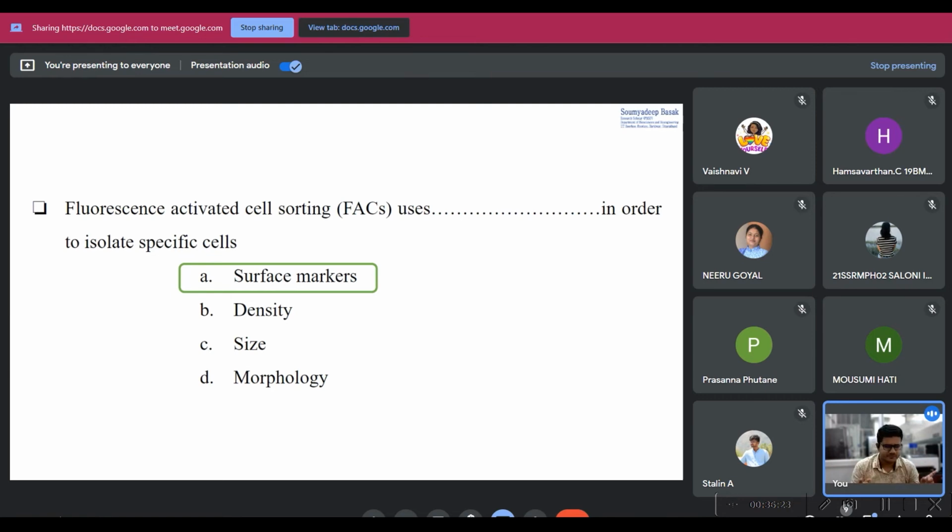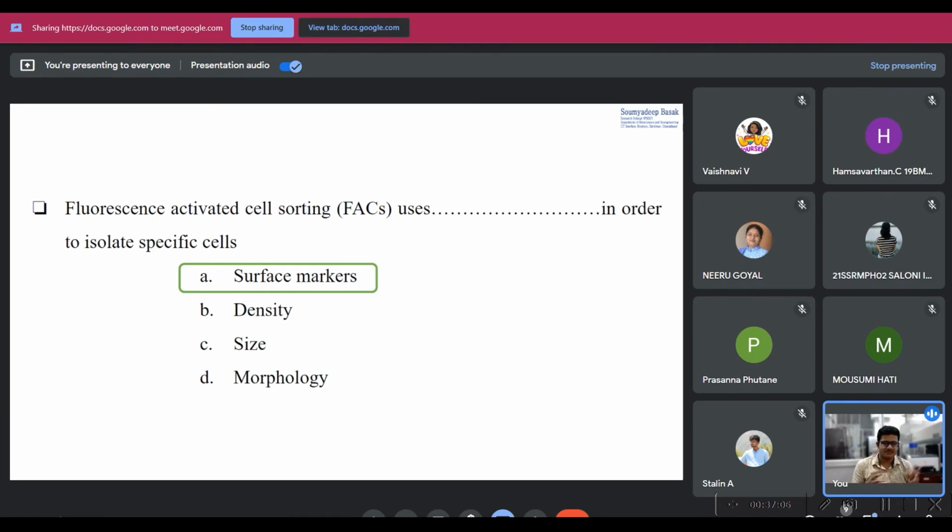All right. What is the technique that uses the cell density, size, and morphology to isolate specific cells? What would be the technique? Cell density, size, and morphology. Which technique is used to isolate particular cells? Anyone? Try. The options are there. It is density gradient centrifugation.